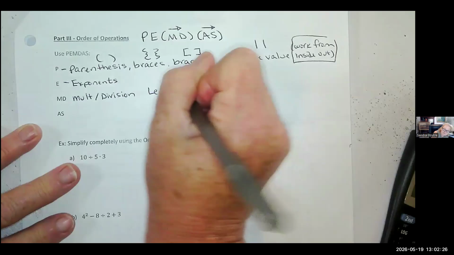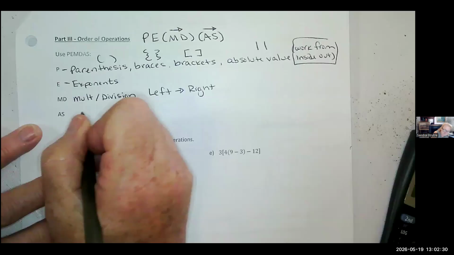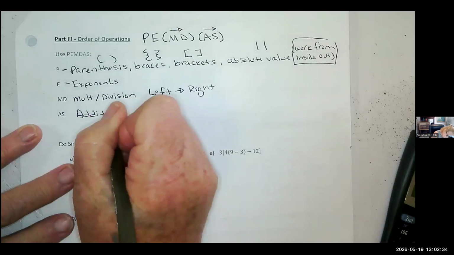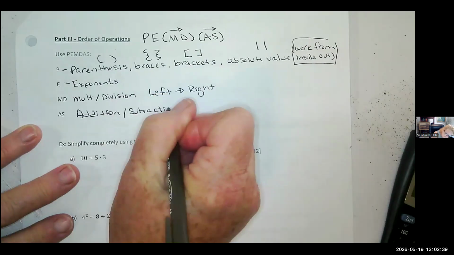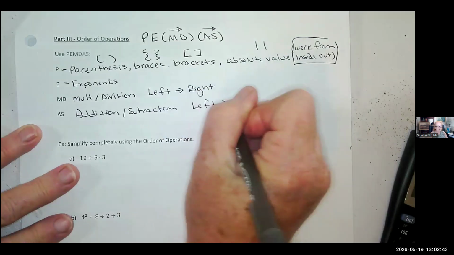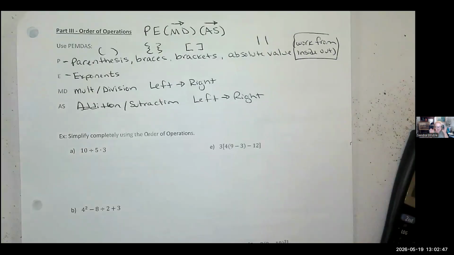That's why I do this. Addition and subtraction is the same thing. Whoever shows up first from left to right. All right, not what's easiest, not when you look at the expression, oh, I know what this is. You have to do it in this method. Otherwise, it's going to be wrong.